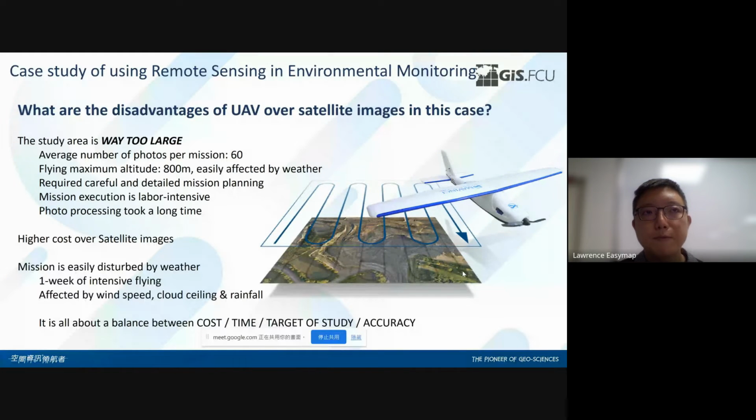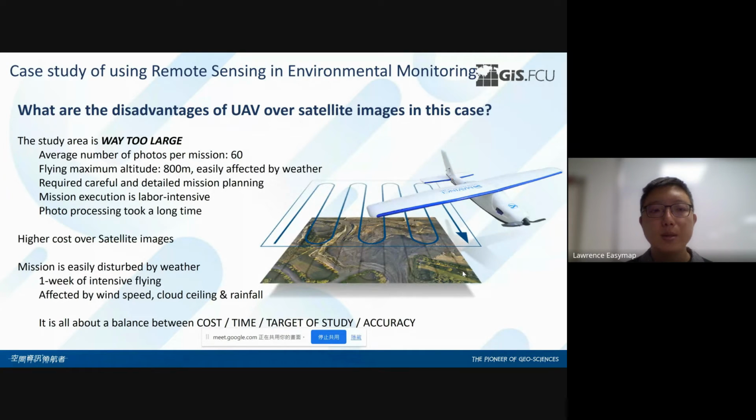And because we fly high, it is so easy to be affected by the weather. There is a reservoir because that area is easy to rain and easy to collect water from nearby. Therefore, if we fly at such a high level, we are very easily blocked by the clouds. So our mission is simply difficult. It required a lot of careful and detailed mission planning, and it is labor intensive. I can tell it is very tiring to do such a project. And the photo processing took a long time.